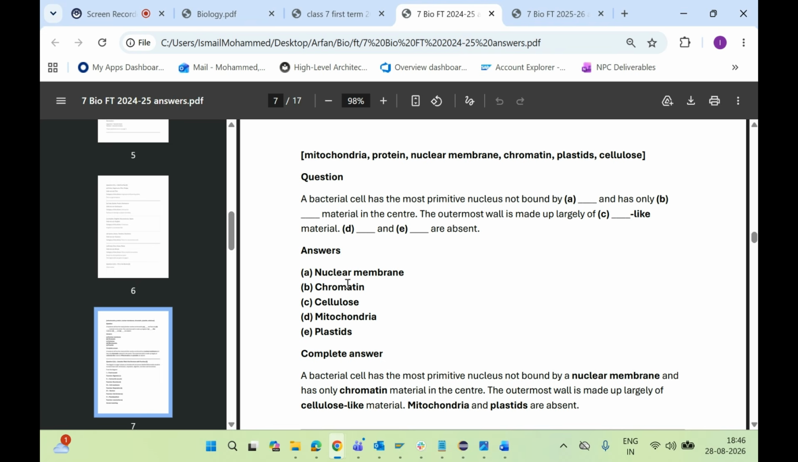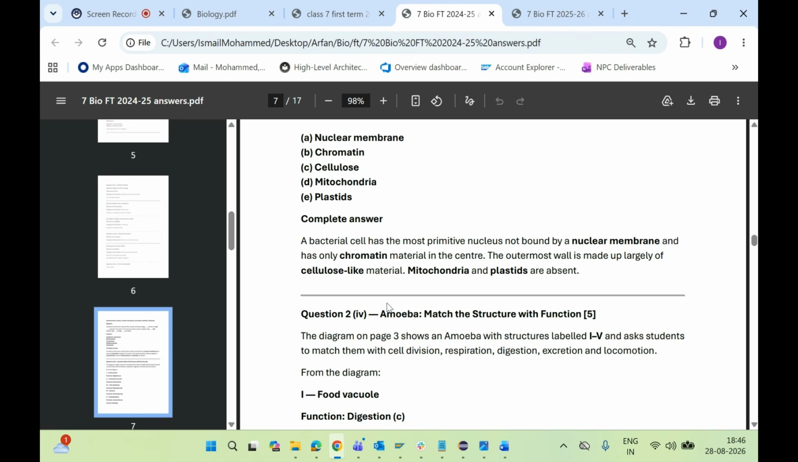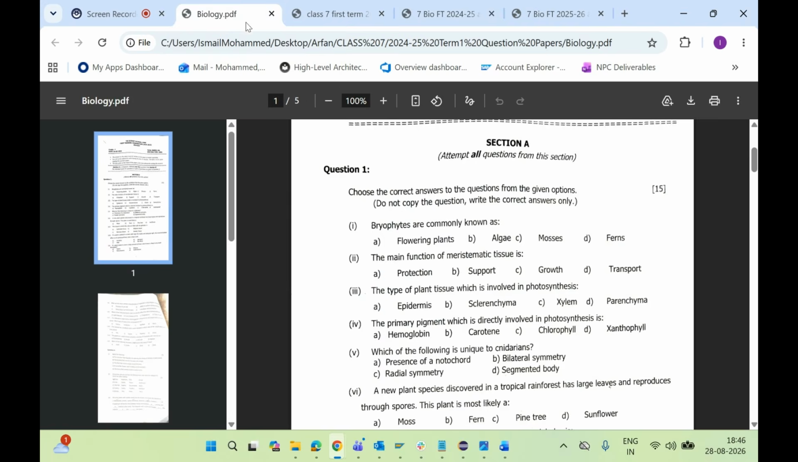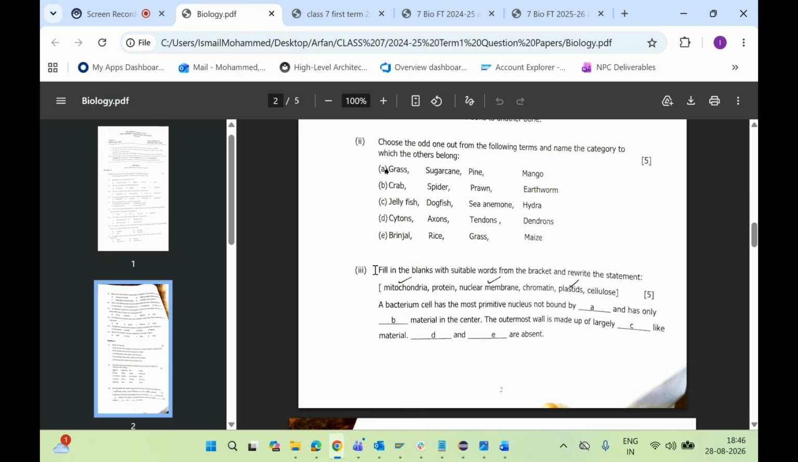So this kind of thing may come wherein four or five blanks they may ask, mostly related to bacterial cells. So this is the answer. Next one is the diagram on this page, match the structure. So question two, what is it?